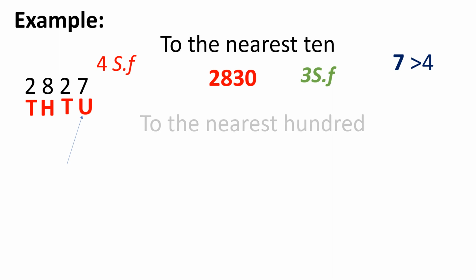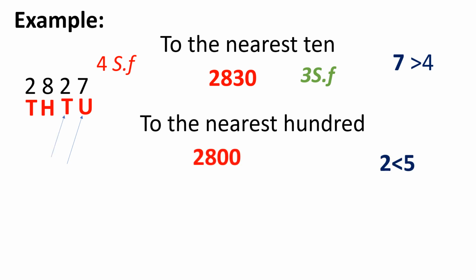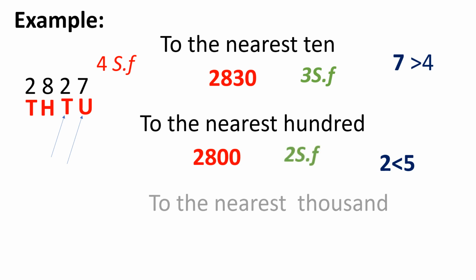Rounding off to the nearest 100, we see that 2 is less than 5, hence we round down to get 2800 with 2 significant figures. Rounding off to the nearest 1000. Here, 8 is greater than 4, hence we round up 2 to 3 to get 3000. This value has 1 significant figure.